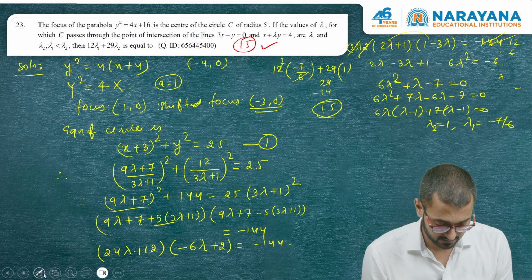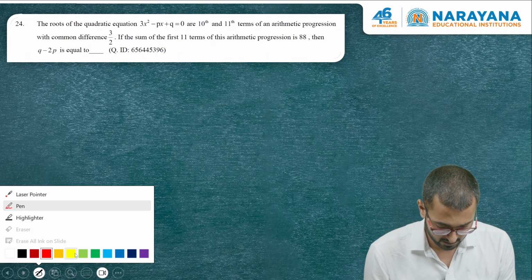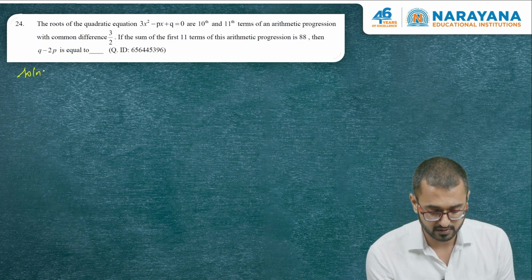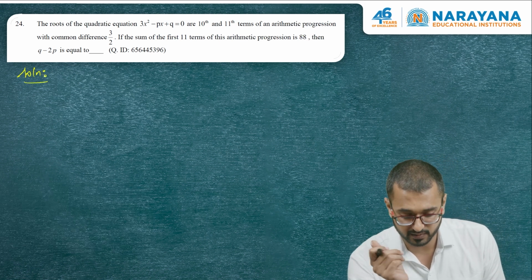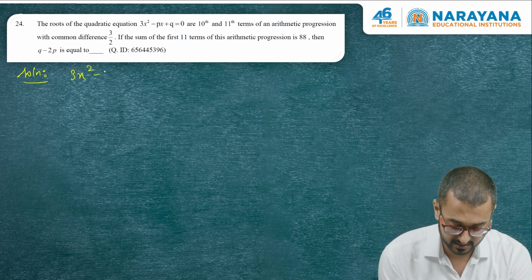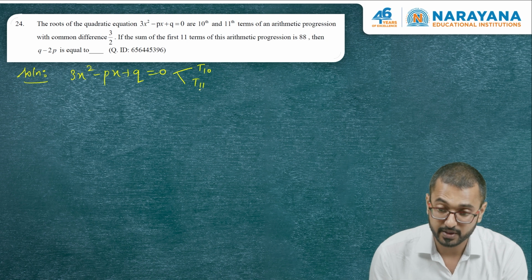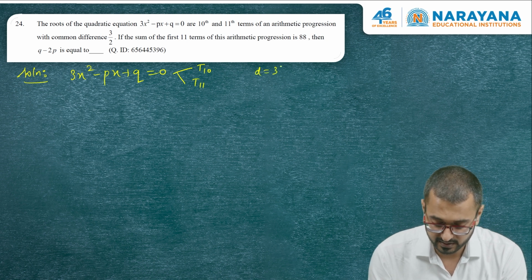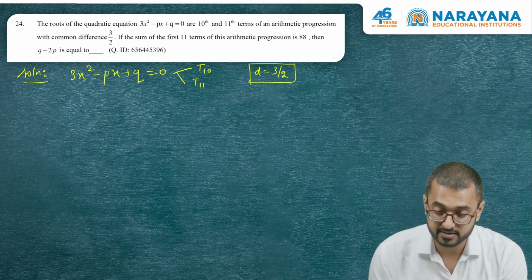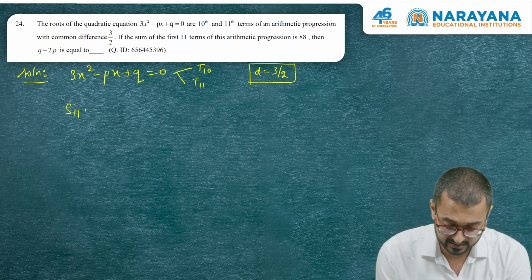Moving to the next question, 24. We have got the roots of this quadratic equation 3x square minus px plus q is 0. Roots are the 10th and 11th terms of an AP, so T10 and T11, with common difference d equal to 3 over 2. And the sum of the first 11 terms of the AP, S11, is given to be 88.